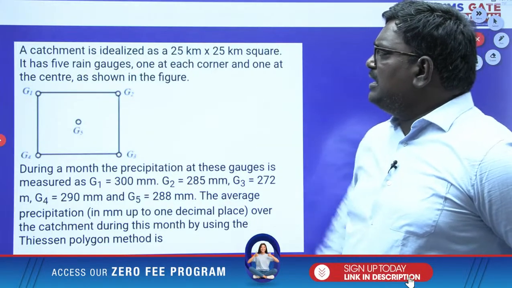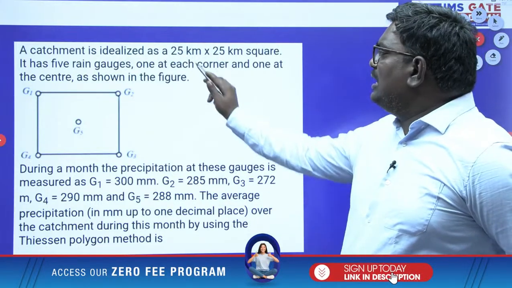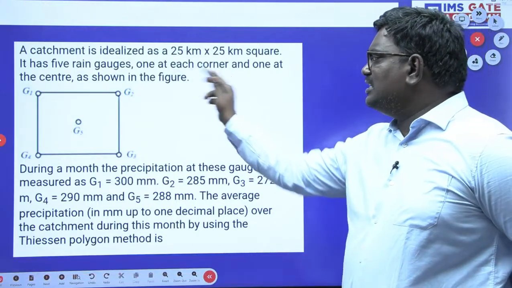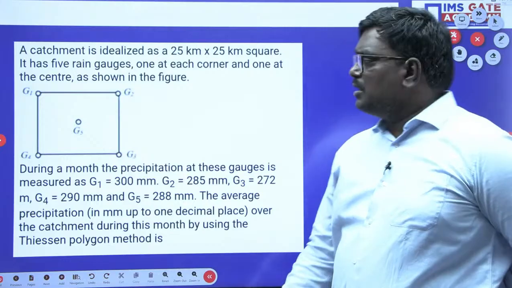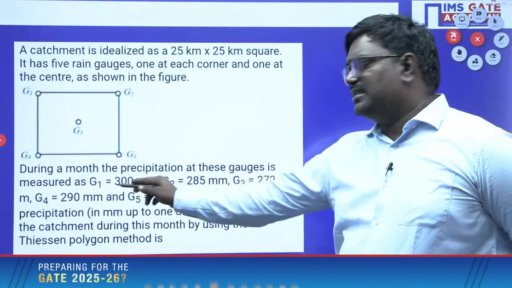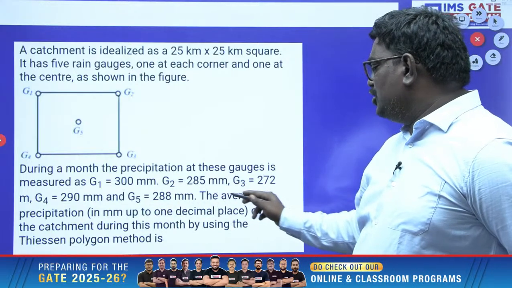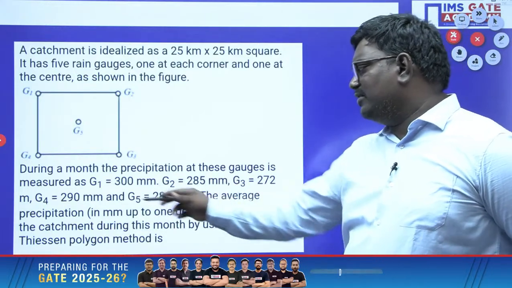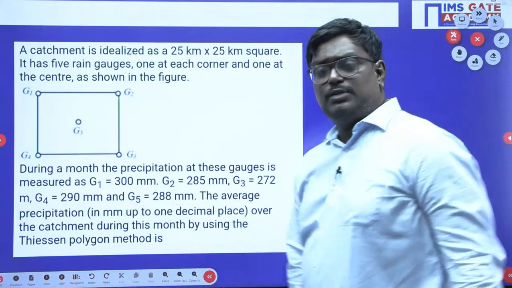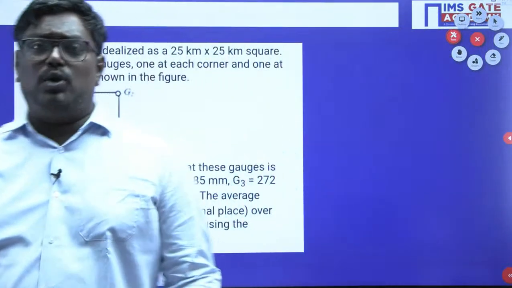A catchment is idealized as a 25 kilometer by 25 kilometer square. It has 5 rain gauges, 1 at each corner. Agree? During a month, the precipitation at these gauges is measured as G1 as 300 mm, G2 285, G3 272, G4 290, and G5 288. What is the average precipitation using the Thiessen polygon method?